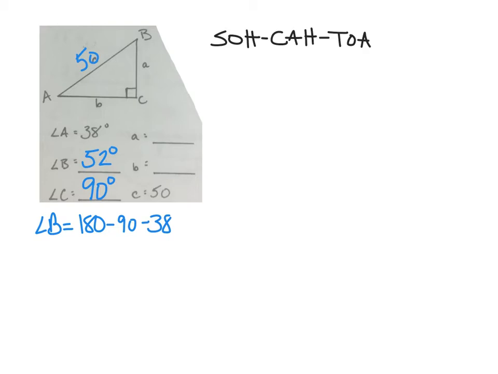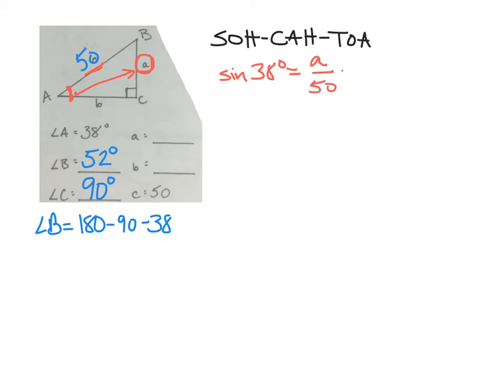So, first, let's try and find out what side A is. Because I'm looking at side A, and I already know what the hypotenuse is, I also know what angle A is. So considering this angle, its opposite side, and the hypotenuse, that sounds like sine to me. So I'm going to take the sine of angle A, that 38 degrees, and that will equal opposite over hypotenuse, the opposite side being A, and the hypotenuse being 50. Now we have an equation.